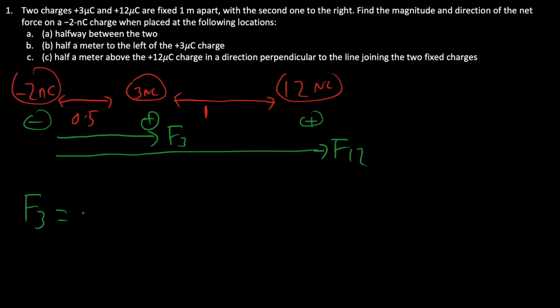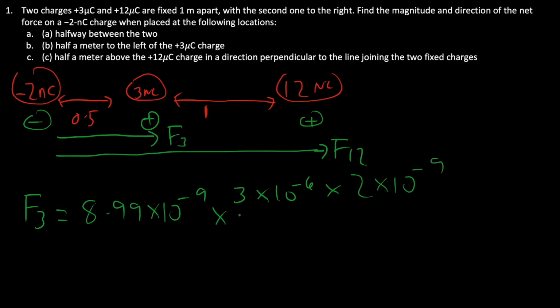F3 is going to equal the Coulomb constant, so 8.99 times 10 to the 9th power, times the 2 charges, so 3 times 10 to the negative 6 times 2 times 10 to the negative 9th power. I ignore the sign of the nanocoulomb charge because I only want the magnitude first, and then you need to divide this part by r squared. So here r is equal to 0.5, so 0.5 squared, which is equal to 2.16 times 10 to the negative 4th Newton.